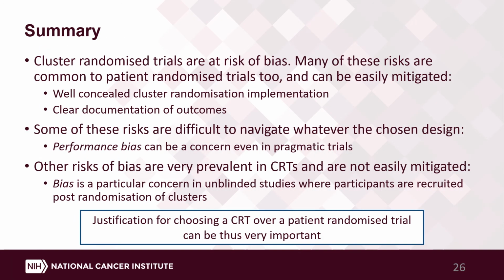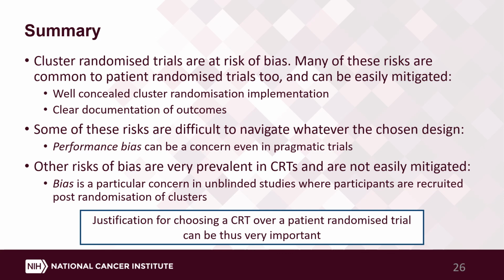So in summary then, cluster randomized trials are often at risk of bias. Now, many of these risks of bias are common to patient randomized trials too, but they can be easily prevented. Prevention strategies include having a well-concealed cluster randomization method implemented and clear documentation of the outcomes. Essentially, we need to apply the same level of rigor around these two aspects as we do to patient randomized designs.